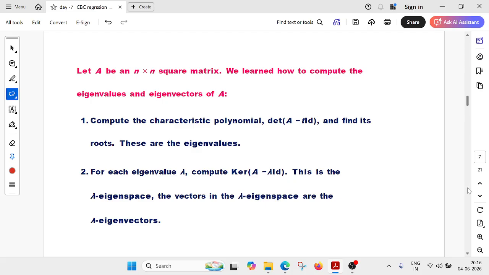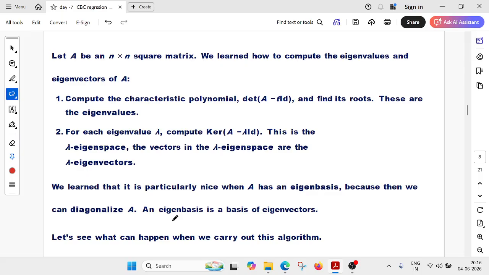So theoretically I'm explaining, but you know the practical, that means the problem-wise part, very well, because you already completed that in first year, semester 1. First, compute the characteristic polynomial, det of A minus lambda I, and find its roots; they are the eigenvalues. Then with respect to the vectors, we get the eigenvectors.